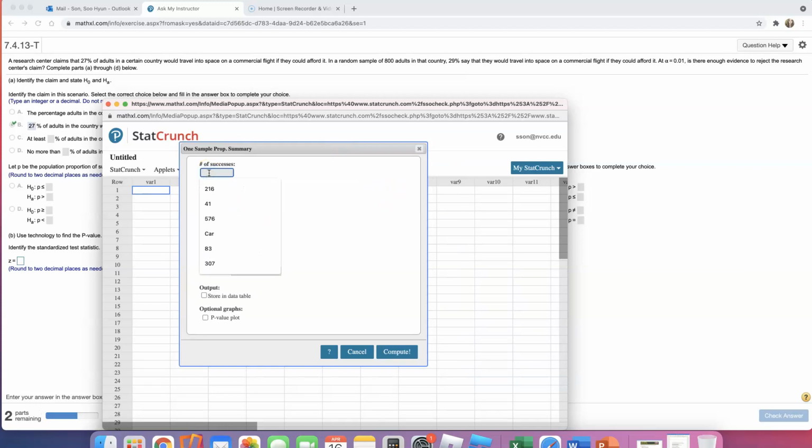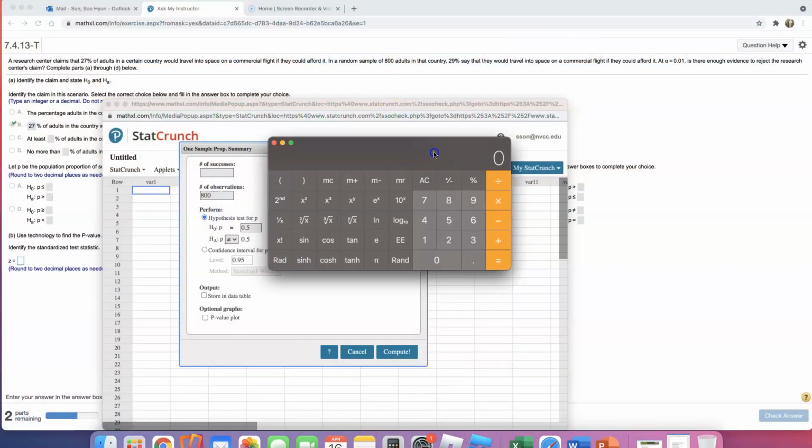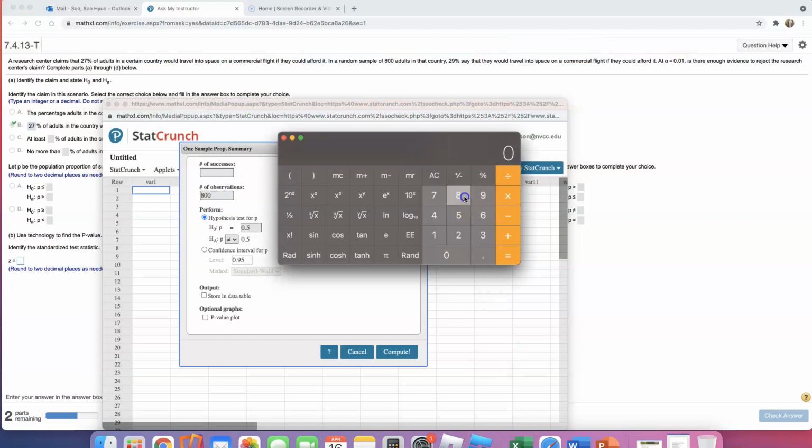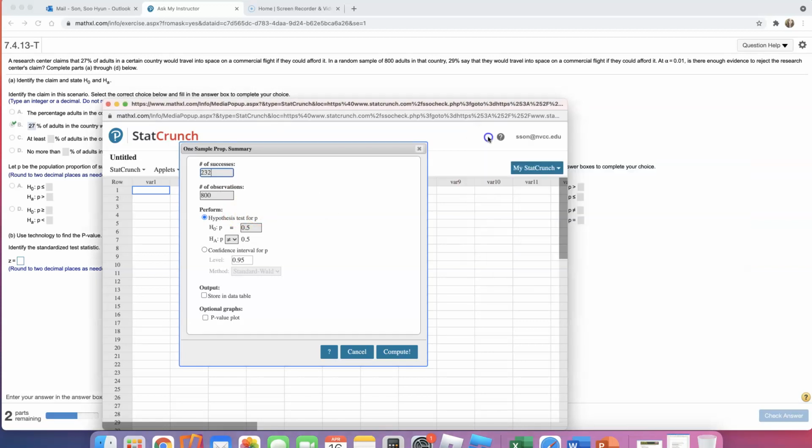What was the success? They did mention that it was 29% of these 800 people. So what I'm doing is 800 times 29%, and that comes out to be 232 people. So out of 800 people, 232 people would go on space travel. I don't know, maybe, it doesn't sound safe.